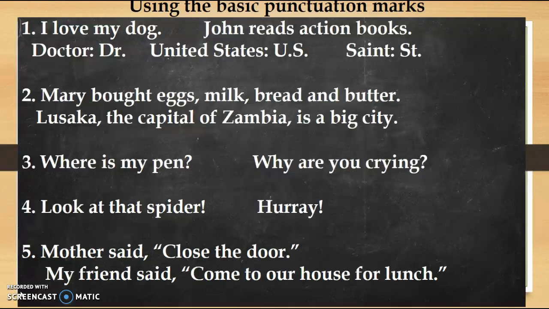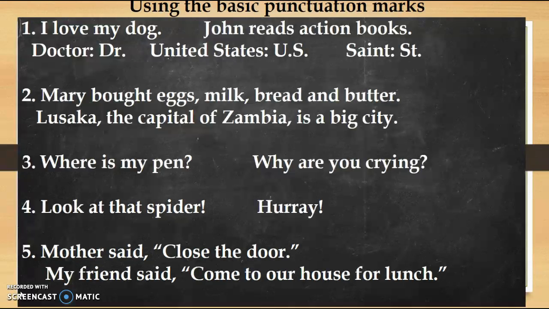We have the exclamation mark. It's about expressing our feelings. It can be excitement, it can be fear, it can be anything. Look at the spider. Hooray! We have exclamation marks at the end.